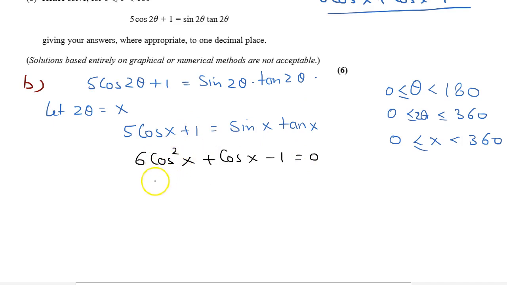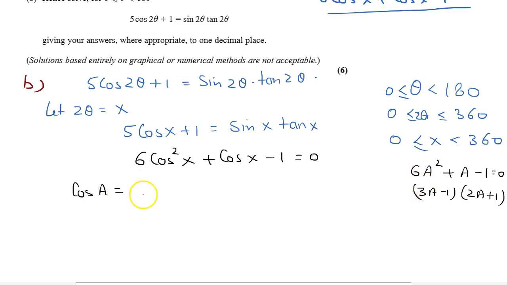So if we simplify it, it's a quadratic. 6a square plus a minus 1 is equal to 0. So its factors will be 3a minus 1 and 2a plus 1. So cos a will be 1 over 3 and cos a will be minus 1 over 2.